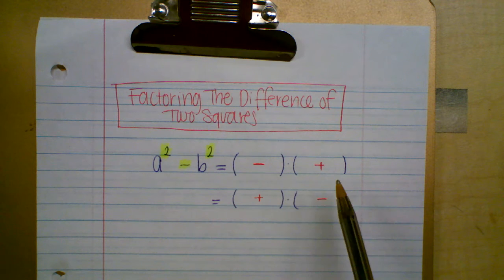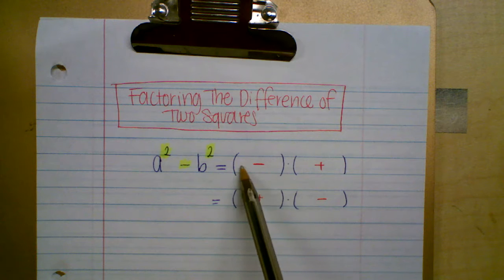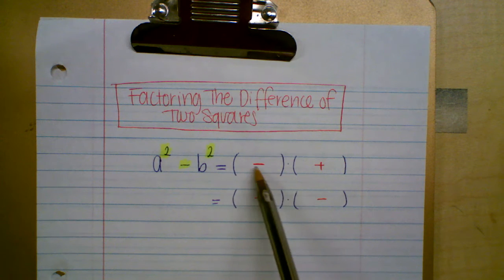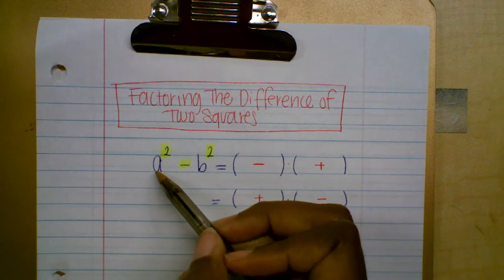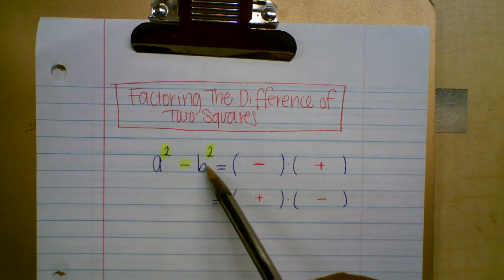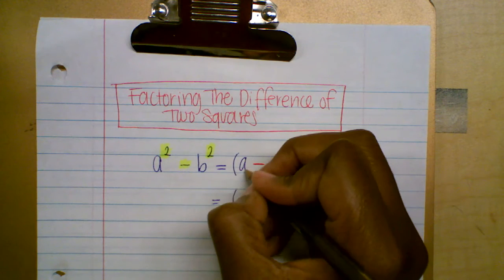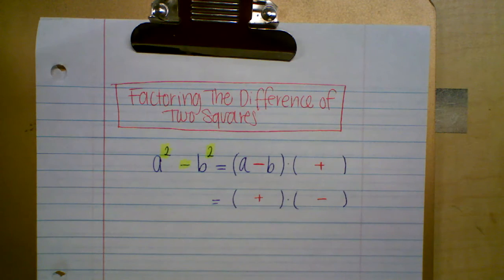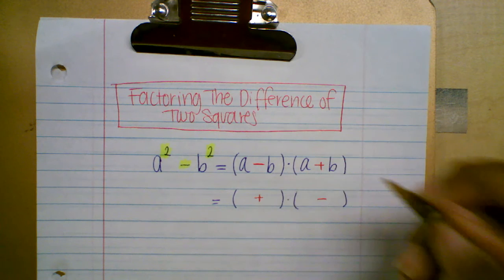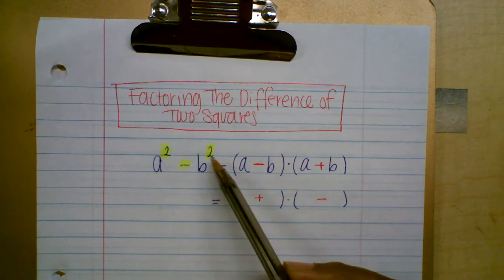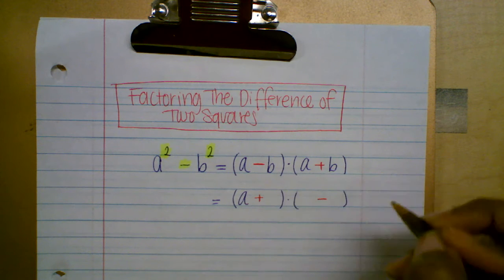And then what terms are you going to write within each factor? Basically, you want to take the base, or the square root of each term. So you're going to write a minus b for the first factor, and for the second factor you're going to write a plus b. You notice how I dropped the exponent of 2. We don't have any more exponents, and the same is true here.